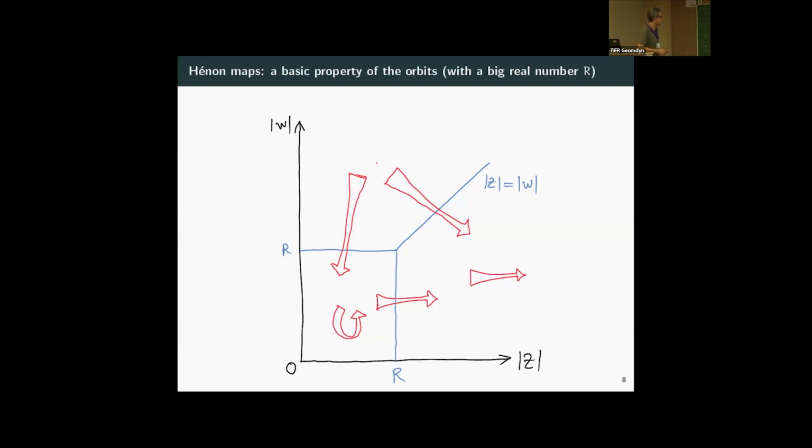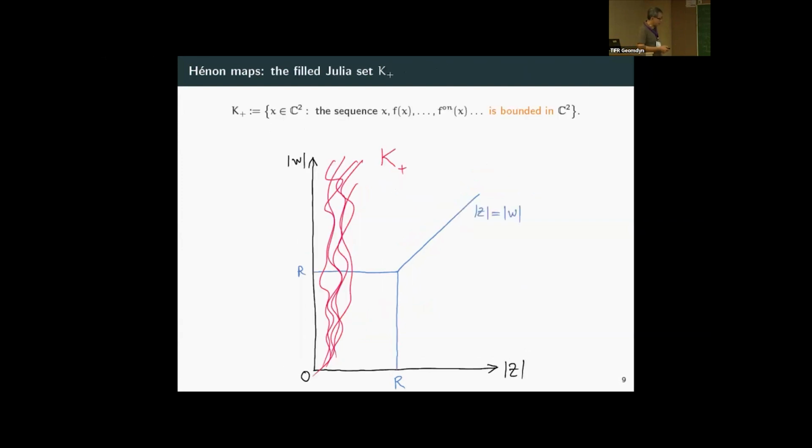Now K plus is the set of points such that the orbit doesn't go to infinity. So it looks like that. It cannot have intersection with this domain. It should belong to this domain. So if you take any point here, the orbit should be bounded in C2. So this is a set K. This is a closed set, which is invariant by F, by the dynamics. This is just by definition.